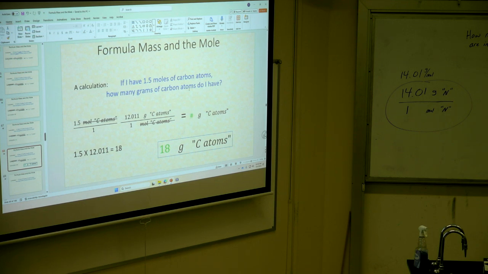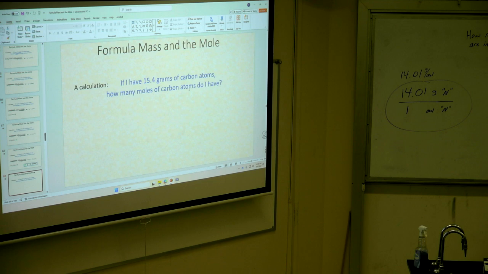If somebody said, get me 1.5 moles of carbon atoms, I could sprinkle essentially graphite, but that's carbon atoms, onto the scale until it said 18, and I would have 1.5 moles to give them. And this flips it around the other way, but still there's units everywhere. If I have 15.4 grams of carbon atoms, how many moles of carbon atoms do I have? So no more blank. You just set it, well, flip it, you set it up like that.